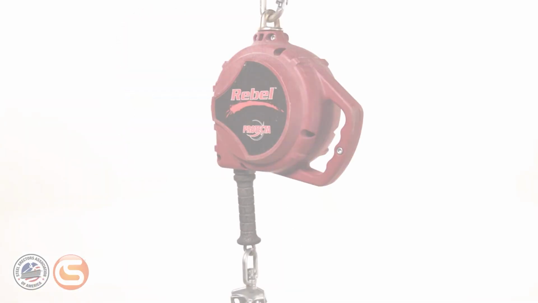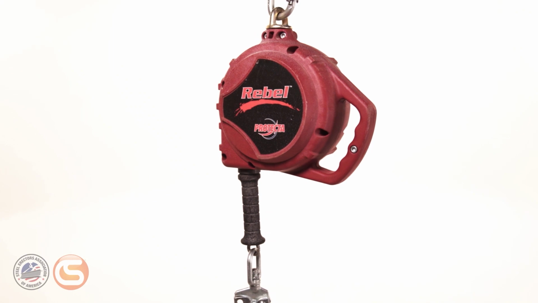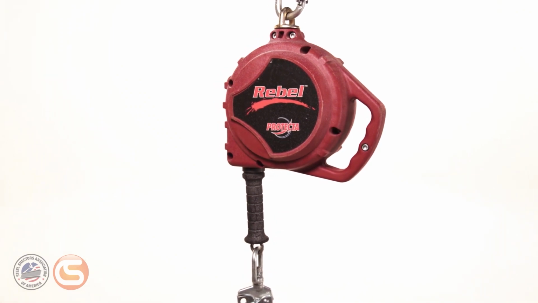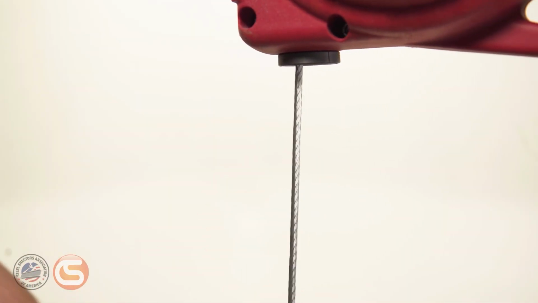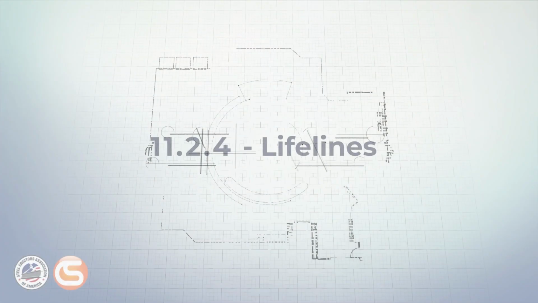Self-retracting lifelines provide workers with unrestricted movement and fall protection when working on multiple levels. Self-retracting lifelines usually have a wire rope or synthetic web cable that automatically takes up the slack in the attached lanyard, while allowing the worker to move freely without the lifeline slack getting in the way. In the event of a fall, a braking mechanism engages to limit the worker's free fall.